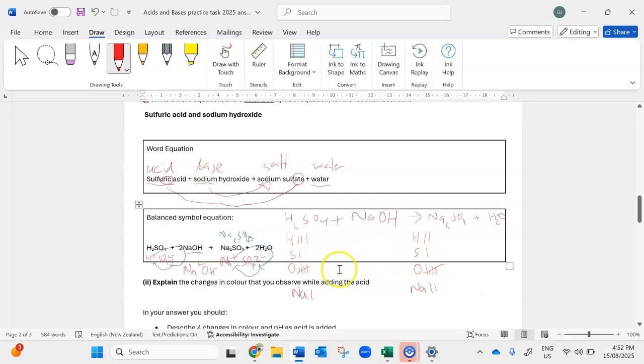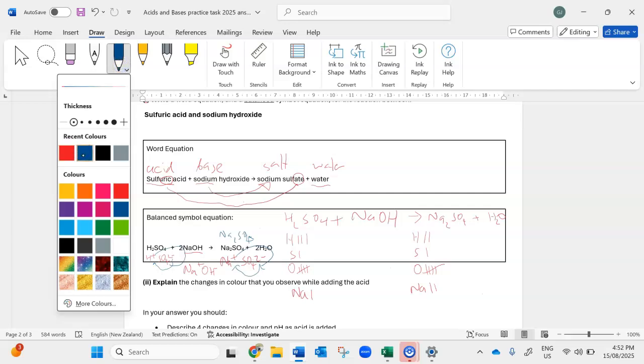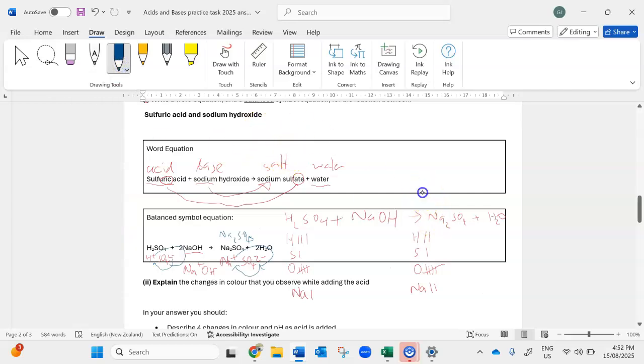Well, the sulfur's the same. The oxygen's the same. 1 sodium here, 2 sodiums here. And we balance equations by putting fat numbers out front. So if we put a fat 2 in front of the NaOH, we get 1 more sodium, 1 more oxygen, 1 more hydrogen.